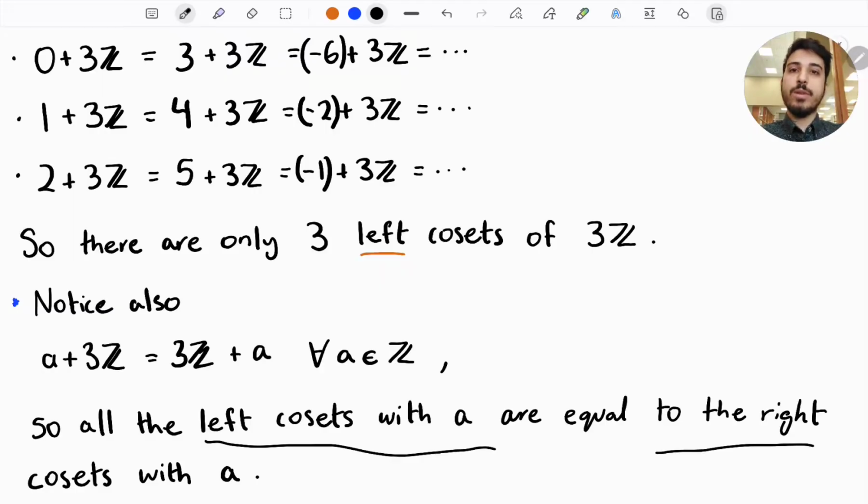So all the left cosets with a are equal to their respective right cosets with a. 0 plus 3Z is equal to 3Z plus 0. 1 plus 3Z is equal to 3Z plus 1. 2 plus 3Z is 3Z plus 2. All the left cosets equal the right cosets. This property, where left and right cosets are equal, will be very important later on in the lesson.